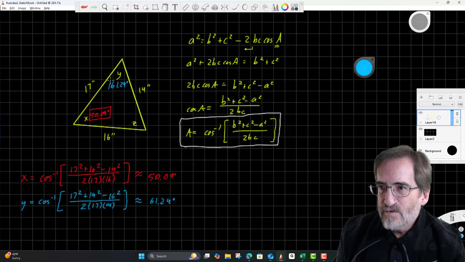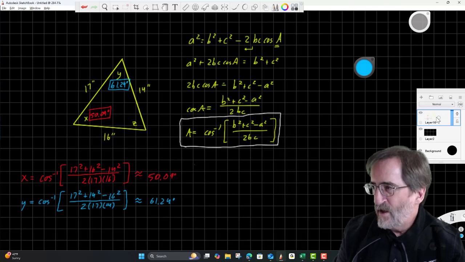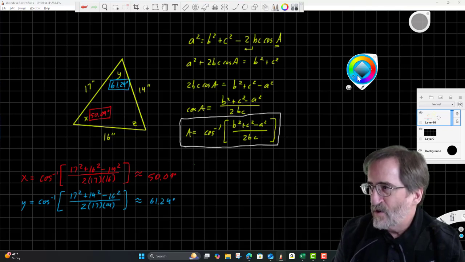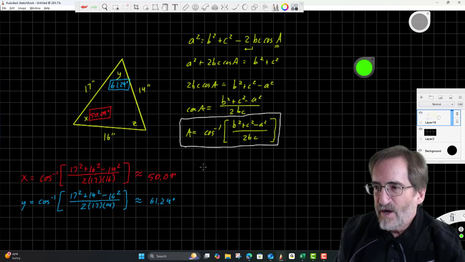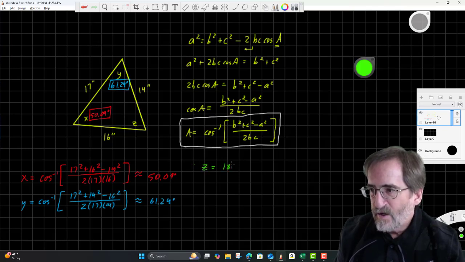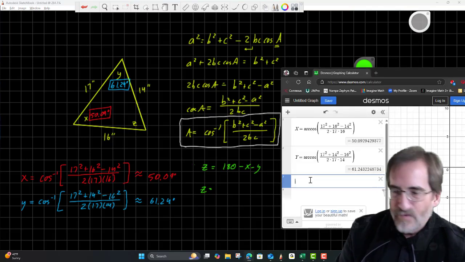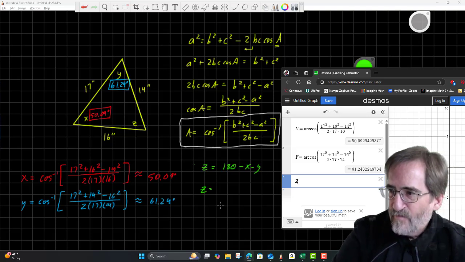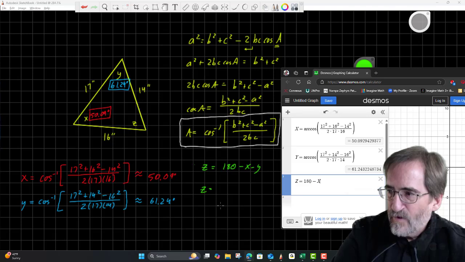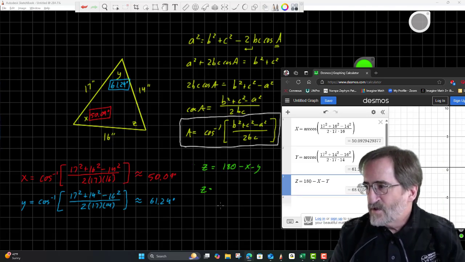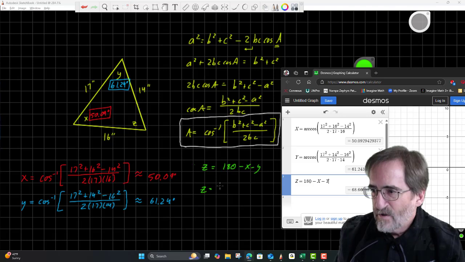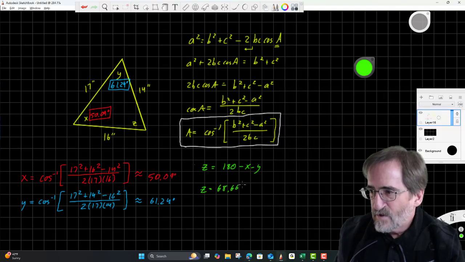Now I could go ahead and use the law of cosines again to find z. I'm not going to. I'm going to use the triangle angle sum theorem. So I'm going to subtract from 180. So z is 180 minus x minus y. That's where the advantage of using the x equals and the y equals comes in. Capital Z equals 180 minus capital X minus capital Y. 68.66 degrees.